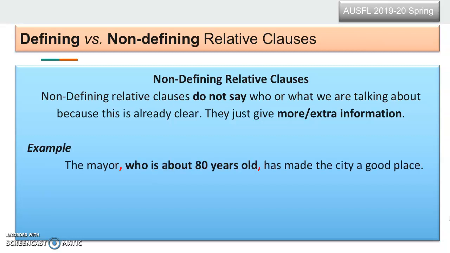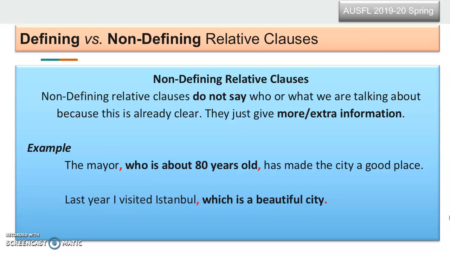As you see in this example, when someone says the mayor, it's already clear who they are talking about. So, the relative clause in this sentence gives extra information. Even if we omit the relative clause from the sentence, the meaning is still clear. And in the second example, the relative clause gives extra information about Istanbul. Please pay attention that if the non-defining relative clause is in the middle, we use it between commas. If it is at the end of a sentence, we use a comma before it and finish the sentence with a period.